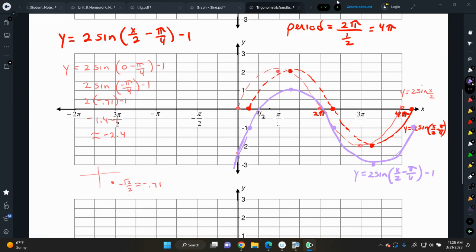Questions? So it's always opposite in the parentheses. Yes, inside the parentheses is always opposite.